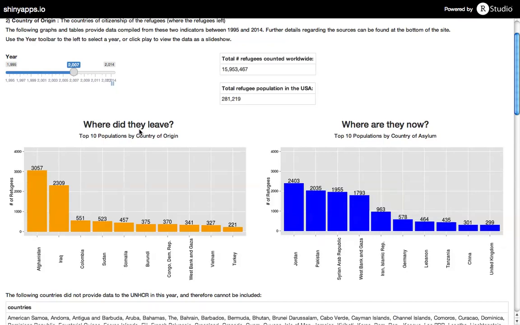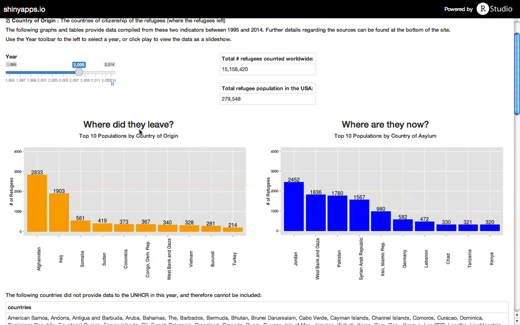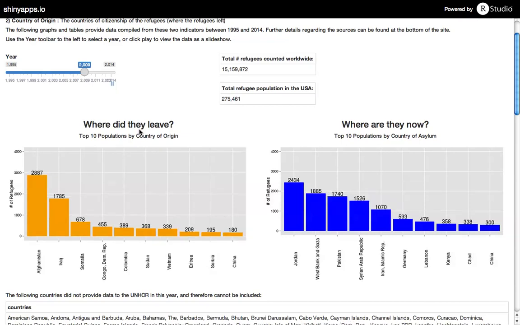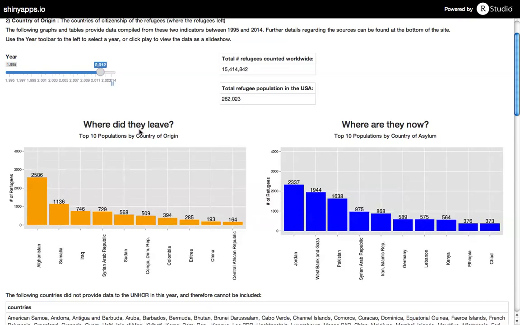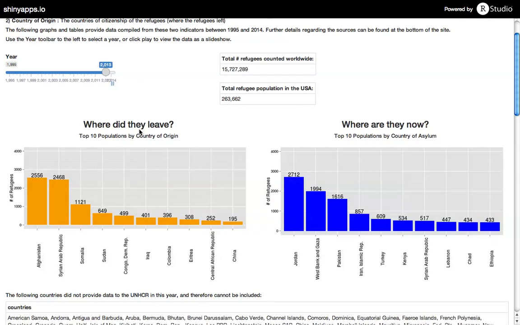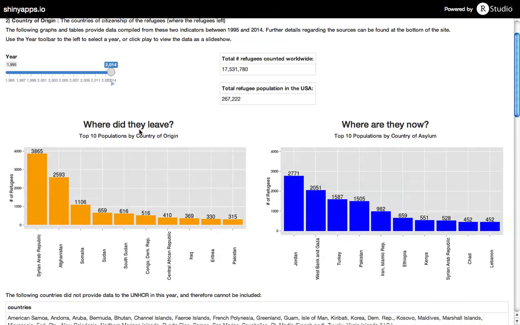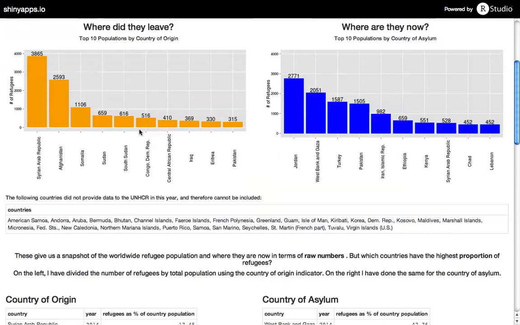You'll notice that Syria did not have many refugees leaving, but was actually one of the top destinations for refugees, granting asylum to a population of around 1.5 million refugees. This starts to change in 2012 when the population of refugees leaving Syria grows to 729,000, then to 2.4 million in 2013, finally to 3.8 million in 2014.